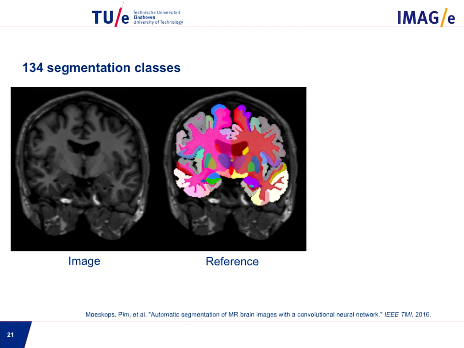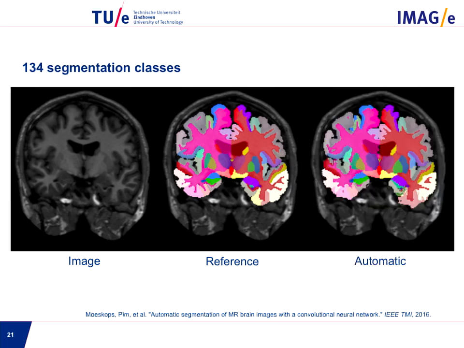So I now showed segmentation of tissue types, but we can even take this a step further and do the partitioning of the cortex and all the nuclei separately. In this data set, we have 134 segmentation classes. You can see here a reference segmentation, and we can show that our method can also do this quite well and achieves quite a high dice coefficient for this task as well.